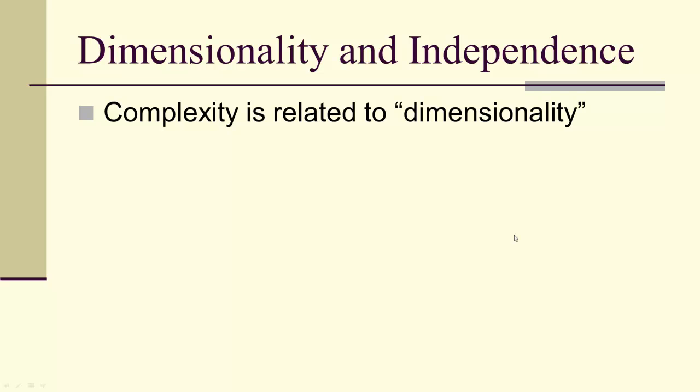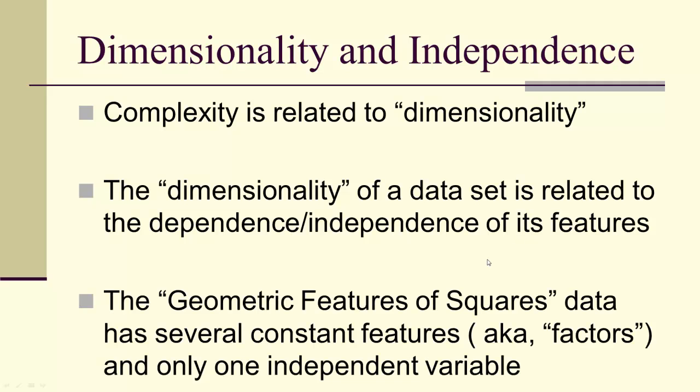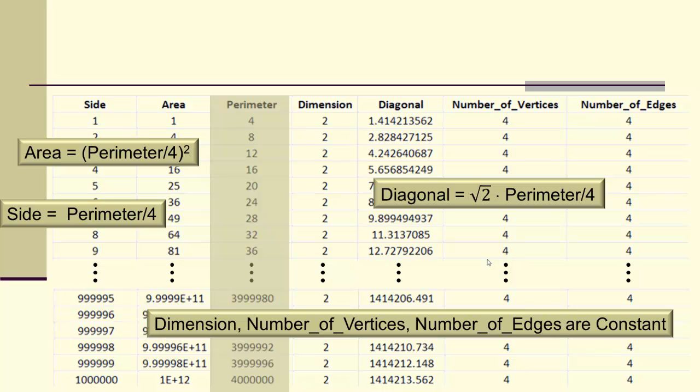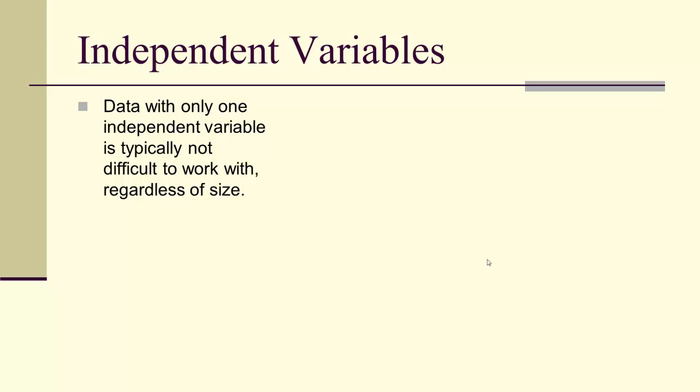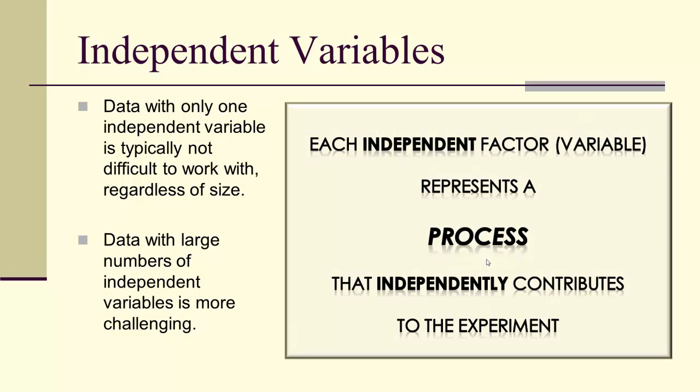Complexity, on the other hand, is related to dimensionality. And dimensionality of a data set is related to the dependence or independence of its features, which we call factors. The geometric features of squares data has really only one independent variable. We could choose a different factor to be the independent variable, but again, just one. And dealing with one independent variable, not too hard. But what about many independent variables? Well, that means you're going to be working with many independent processes because independent factors represent independent processes.